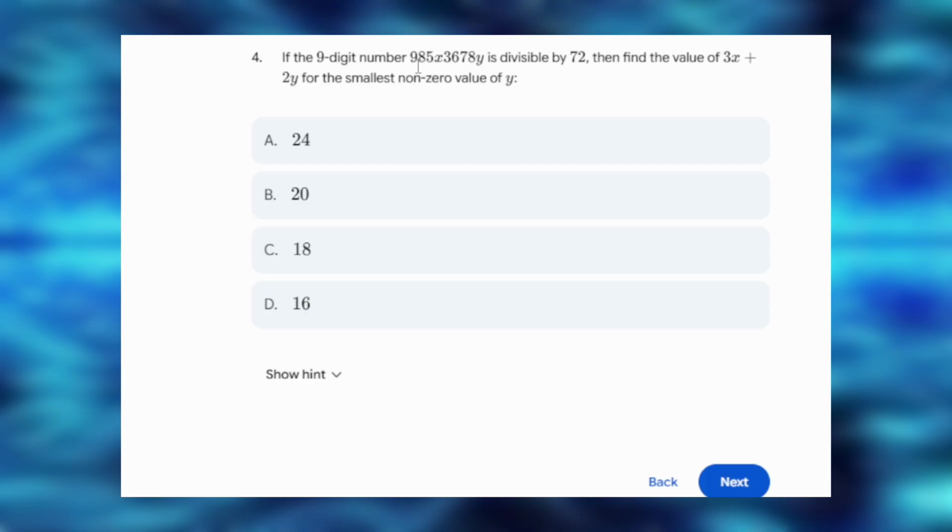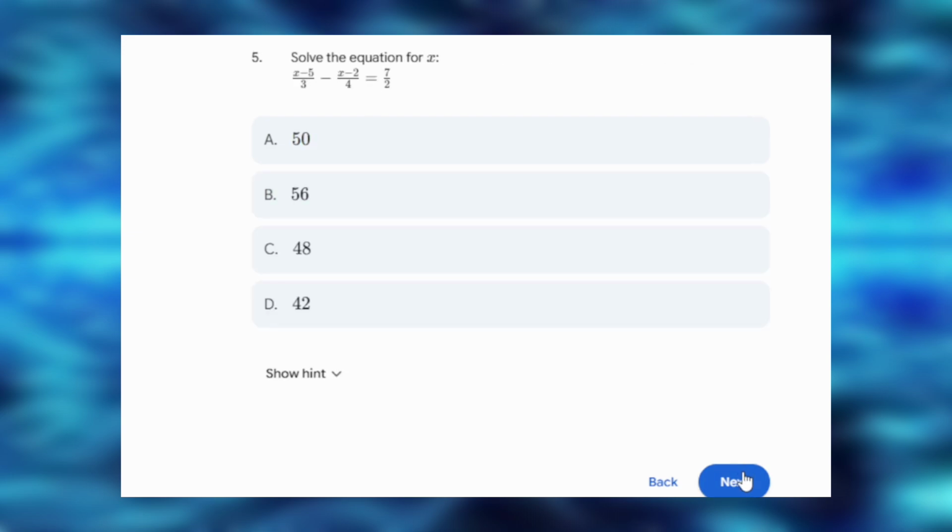Sum of digits 98, 17, 22, 25, 31, 38, 46, 50 plus x by 9. Therefore, here x also 4. 3x, and 3 4s are 12, 2 4s are 8. 12 plus 8, 20 is the answer.